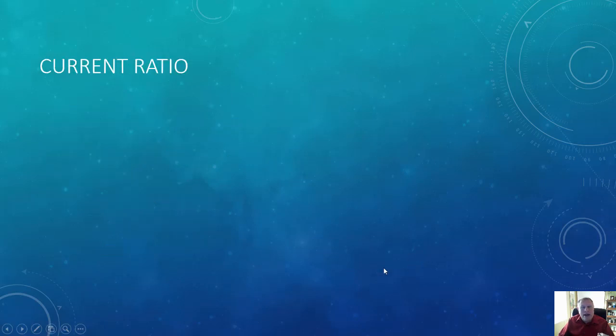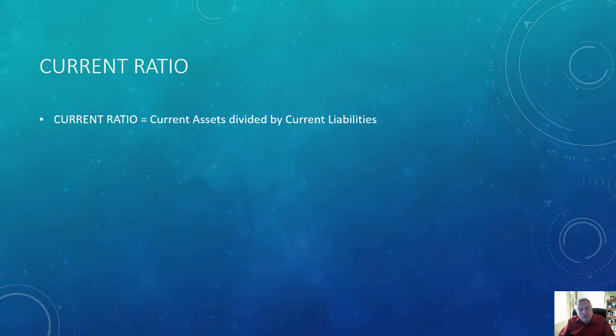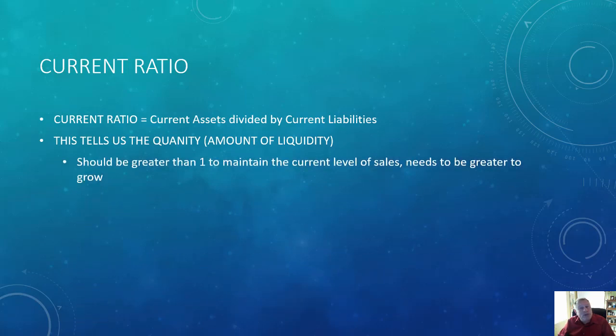So let's talk about some of the key ratios that go into liquidity and what they're telling us. Current ratio: current assets divided by current liabilities, right off the balance sheet. This tells us the quantity or amount of liquidity that a firm has. In a very subtle sense, it should be greater than 1 to maintain the current level of sales, but it needs to be greater to grow. If there's not enough and you want to grow, you have to put in more working capital, which we'll talk about when we get to capital next week.